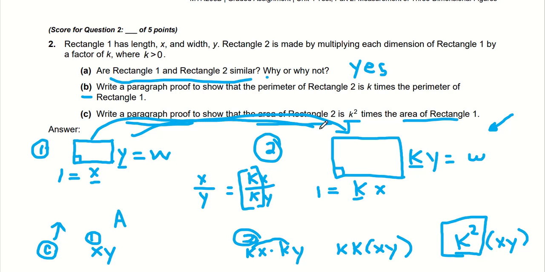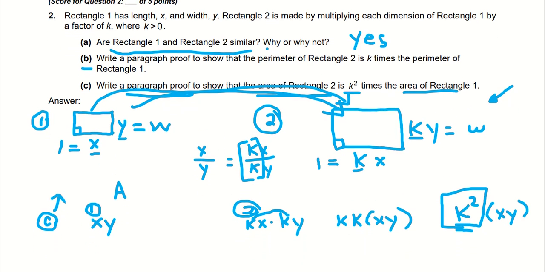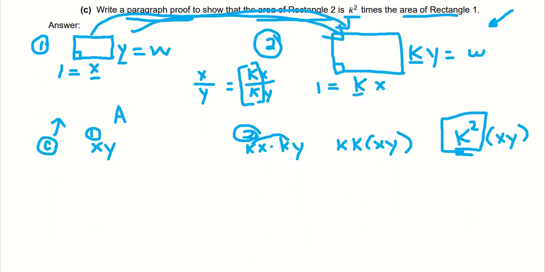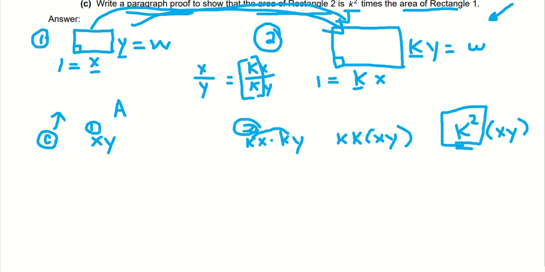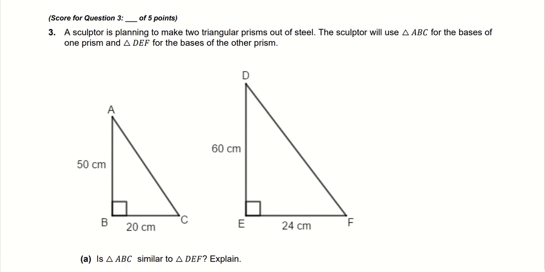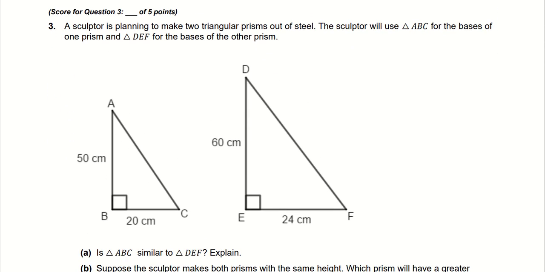So whatever that scale factor is, in our problem it's k. When we compare the relationships of these two rectangles, it increases by k squared. Now let's move on to question 3 and do something similar. You can write it out in words, but for me it's easier to just show my work.